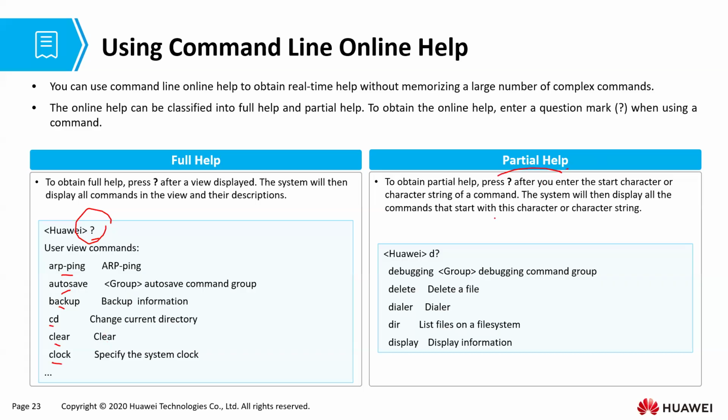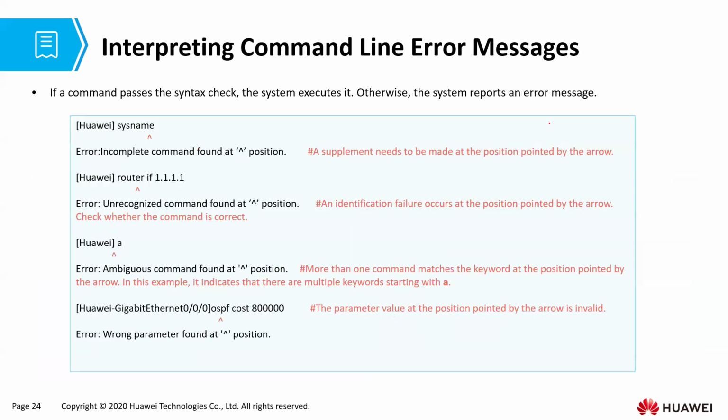Then with partial help, if you enter a letter, for example D, followed by a question mark, it displays every command starting with D, as you can see in this case: debug, delete, dialer. Then if you know that your command starts with D but you don't know how it ends, D question mark, you can get yourself some partial help.